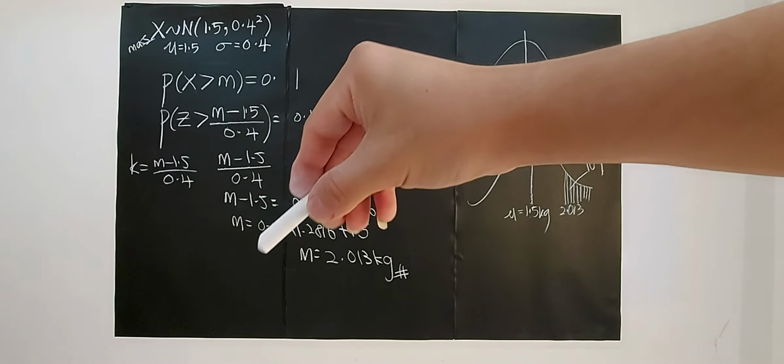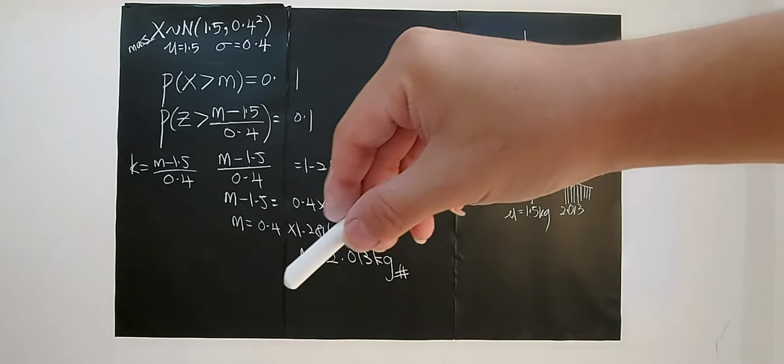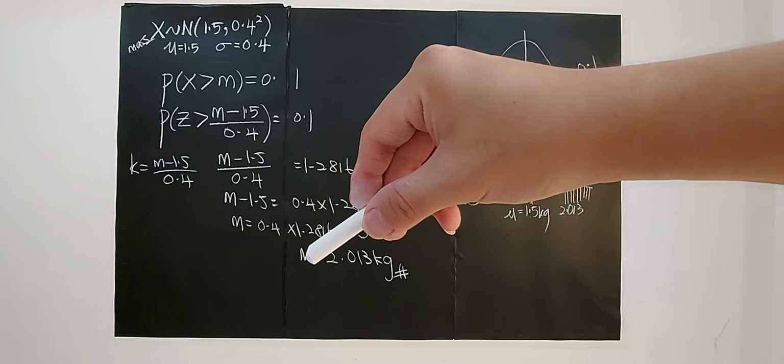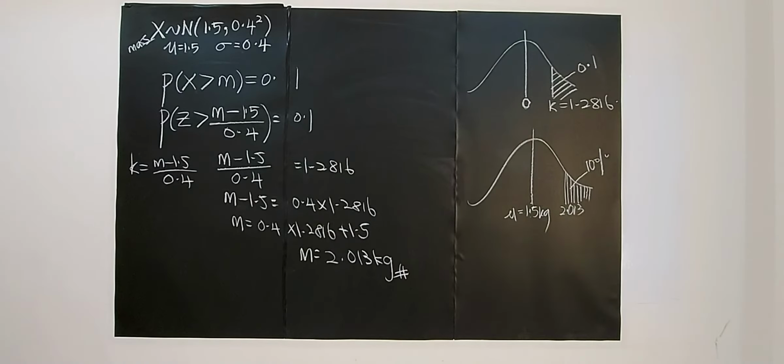Or we can make a statement here: the mass exceeded by 10% of the chickens is 2.013 kg. Alright, okay, let's look at the next question.